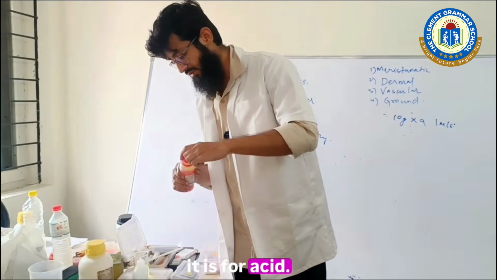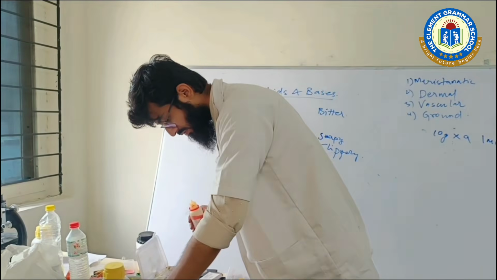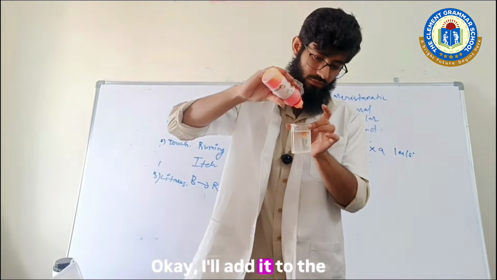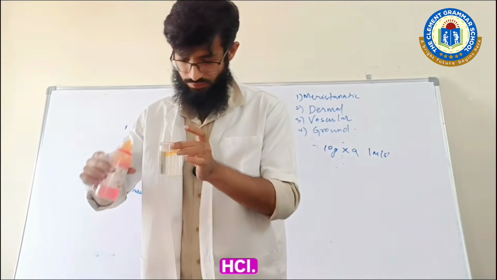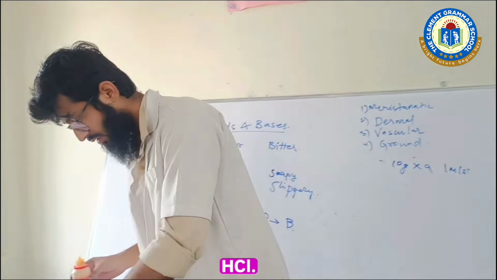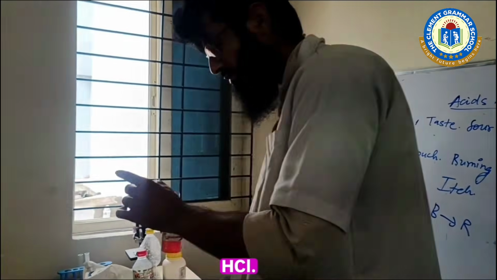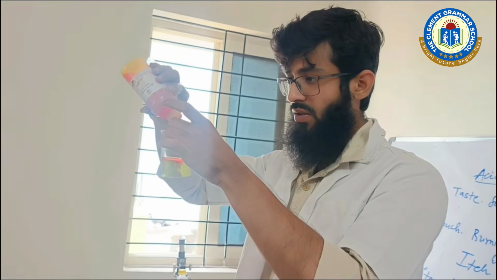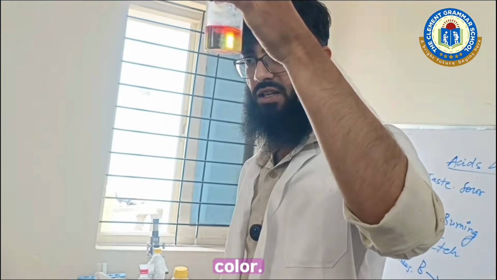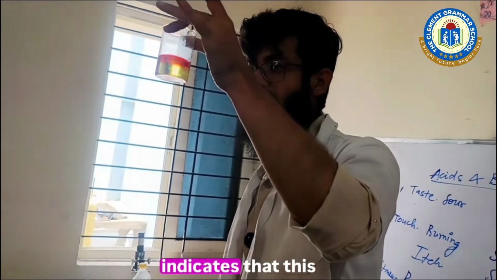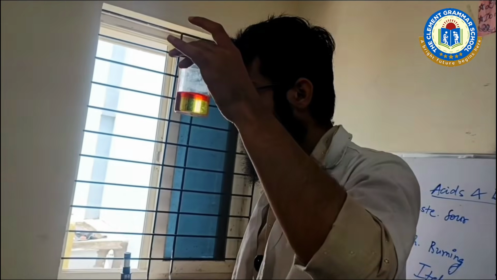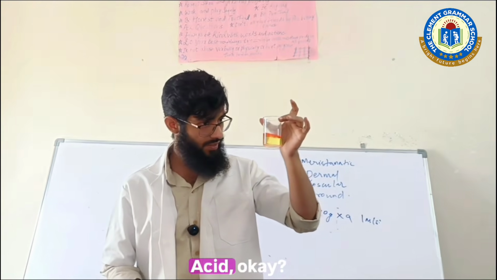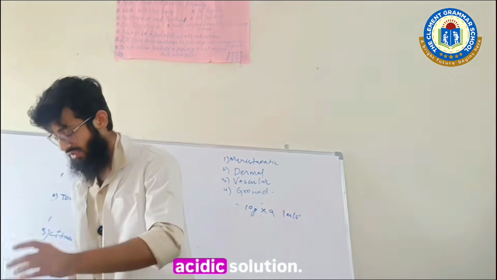Now this methyl orange is for acid. I'll add it to the HCl. Let's see, from orange it will turn to blood red color. This blood red color indicates that this solution is acid. This is the acidic solution.